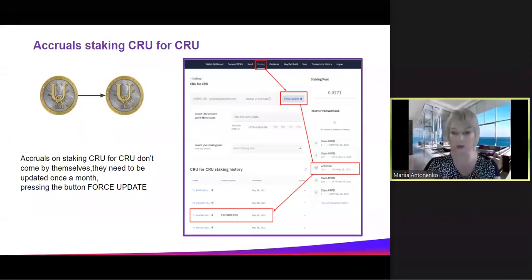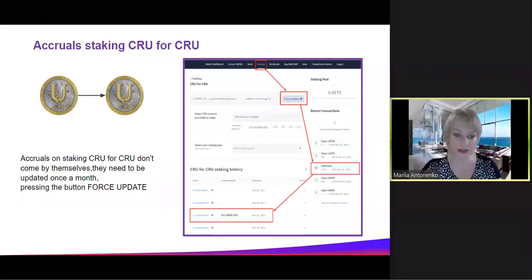I hope you see my screen. You go to the stake in CRU for CRU, and there will be this blue button, force update. So basically, yes, you force the update. That's what it means. So I made a screenshot that my last update was 20 days ago, and on the 25th of May, I received 160 CRU points. I don't remember what staking it was, but CRU for CRU staking works.